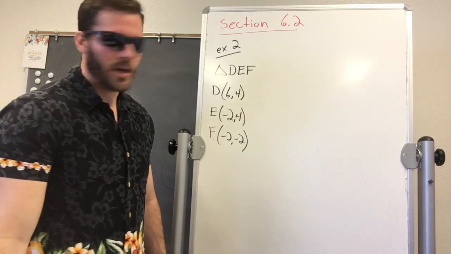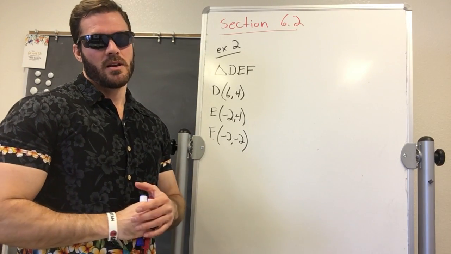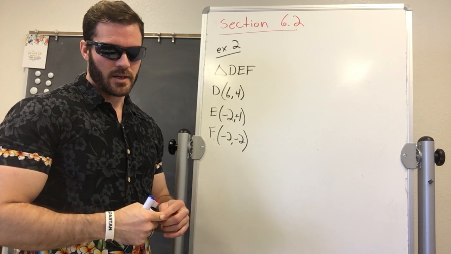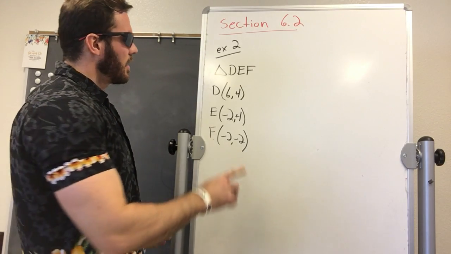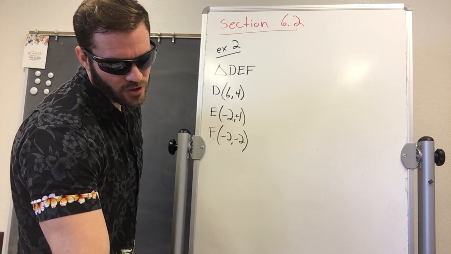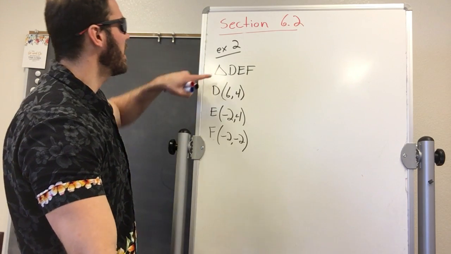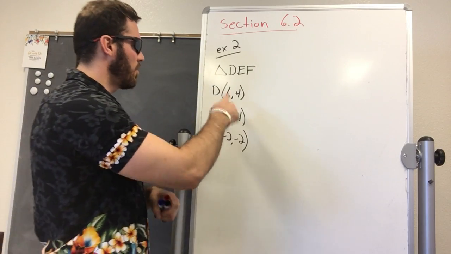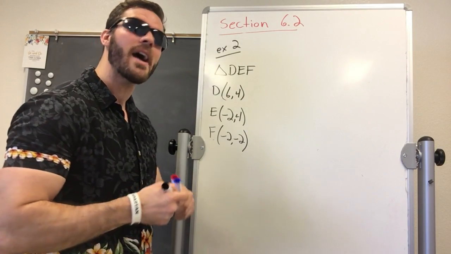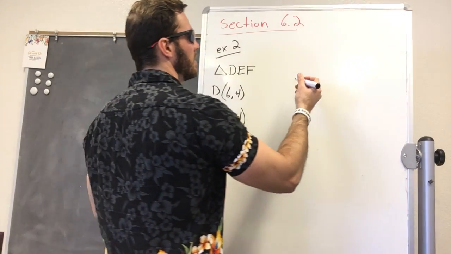All right, 6.2, example 2, not in your book, but it's very similar to the one in your book. It is saying to find the coordinates of the circumcenter of triangle DEF, and these are the points. We need to find the circumcenter of that triangle. What I'm going to do first is graph the triangle.